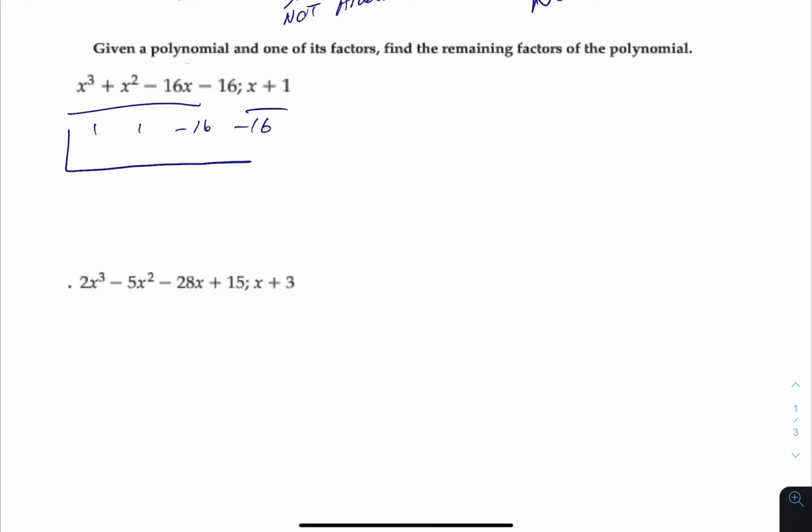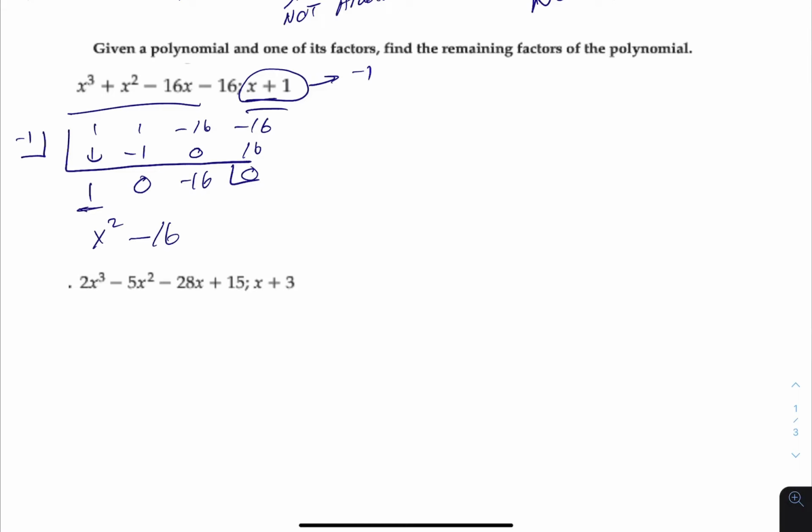Now this time they give it to me in binomial form, x plus 1. So I have to use -1, right? When they give it to me in binomial form, you use the opposite. Bring the first one down, you only care about the remainder. So I get 1, multiply across, -1, add down 0, multiply across 0, add down -16, multiply across 16, I get 0. Now it should work because they told you it was a factor, so I'm glad it did work. Remember, this is always 1 power less, so this is x squared, skip the x term, and -16.